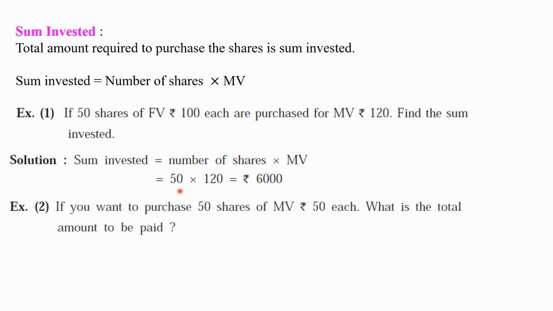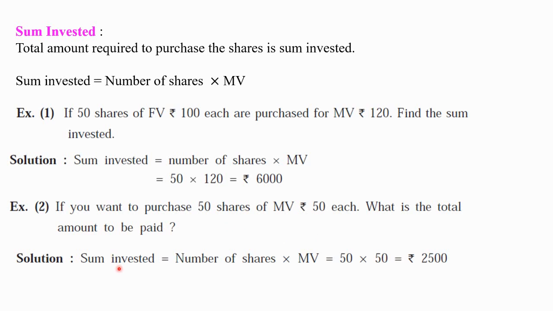So 6,000 was invested. If you see the second one, if you want to purchase 50 shares of market value rupees 50 each, what is the total amount to be paid? So same formula we'll use. Sum invested is equal to number of shares into market value, which will be equal to 50 shares into 50, which was the market value. So 50 into 50, that is rupees 2,500. So the sum invested in purchasing 50 shares of market value rupees 50 is 2,500.